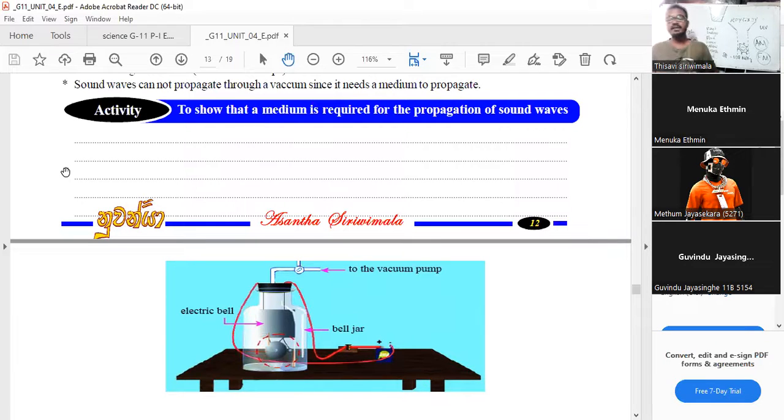While it is ringing, we switch on the vacuum pump and take the gases out. When the gases are gradually removed, the intensity of the sound gradually reduces. Finally, if you manage to remove all the gases from the bell jar, you might not be able to hear the sound of the bell. You can see that it is working, but you can't hear the sound. The reason is there is no medium within the bell jar to propagate the sound wave. That's why you couldn't hear it.